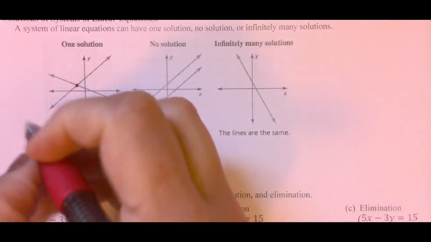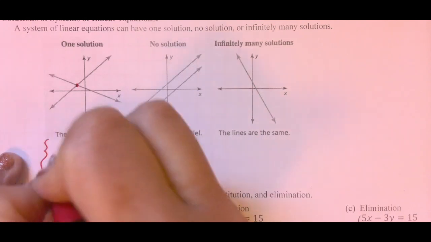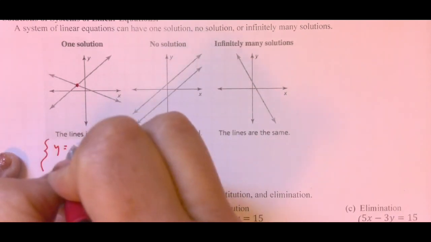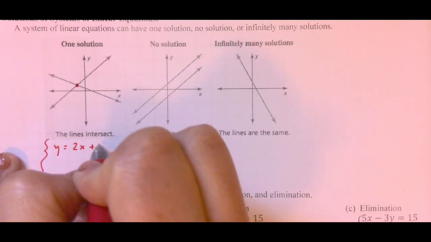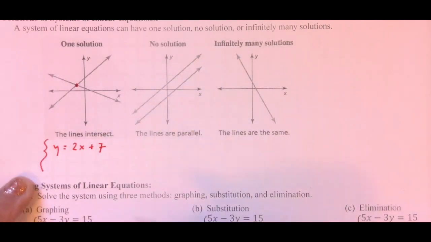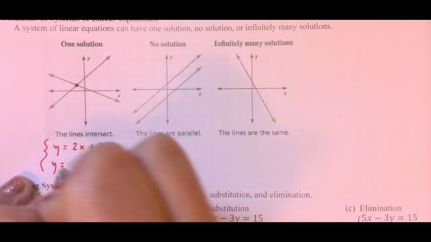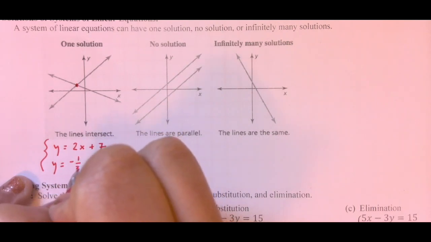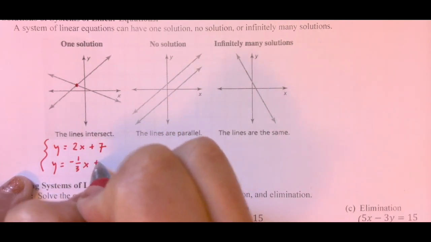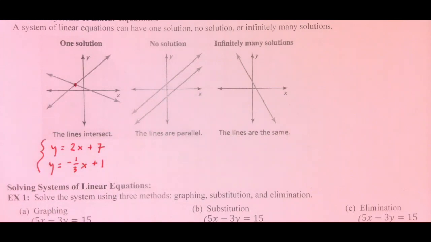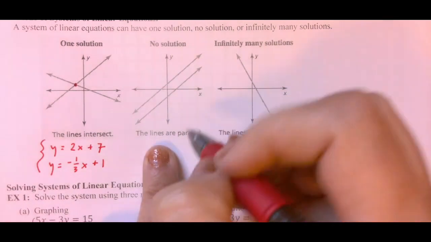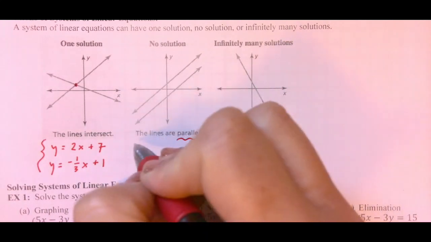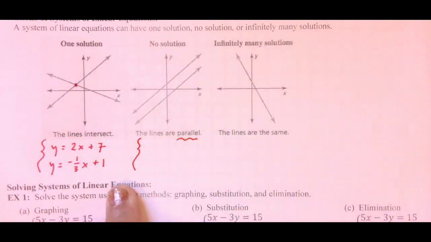To give you just examples of what this could look like, let me slide this up. Here, if the lines intersect, I could have y equals 2x plus 7, and I could have a second equation, y equals negative 1/3 x plus 1. Those two lines would cross at some point in one position. So there's one solution they would share in common.